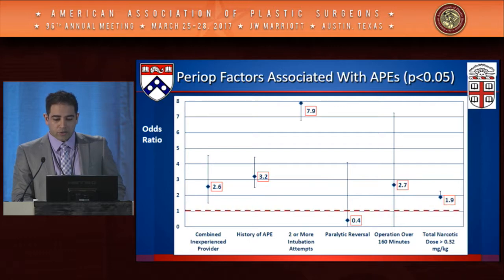Regarding perioperative factors, the most significant was 2 or more intubation attempts. Other factors that were significantly associated with APEs included inexperienced provider, a history of prior APE, prolonged operative time, and a greater narcotic dose. We found that patients who received paralysis and then were reversed were less likely to have an APE with odds ratio of 0.4.